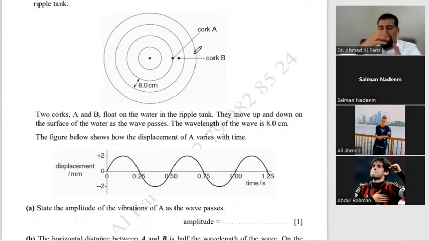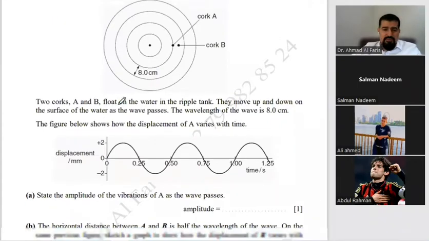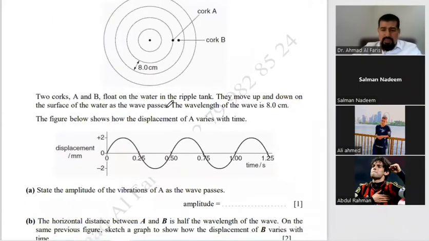You know what a cork is? The cork that comes out of an olive oil bottle or a champagne bottle. It floats above the water because it has low density. So two corks A and B float on the water in the ripple tank here. They move up and down on the surface of the water as the waves pass.